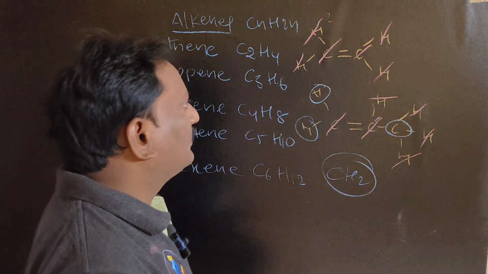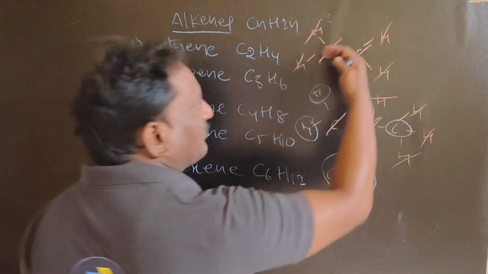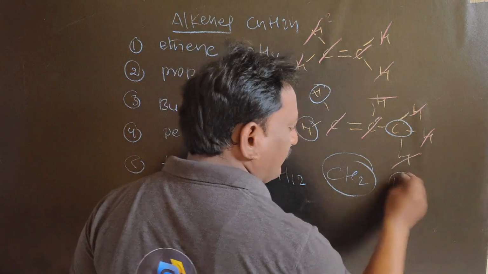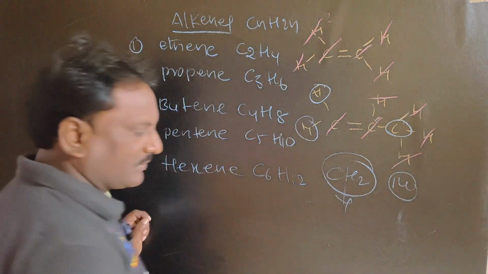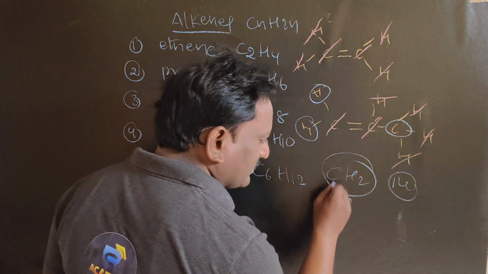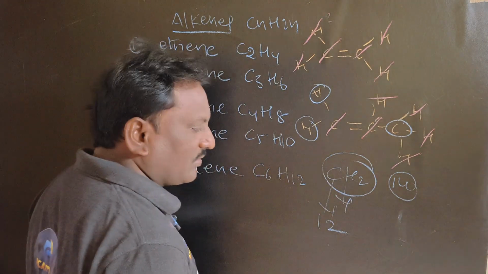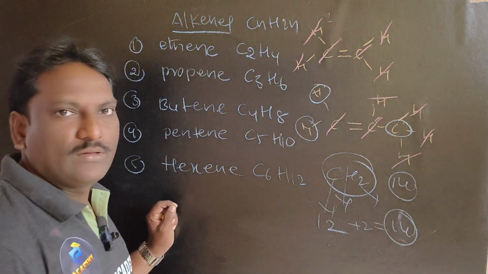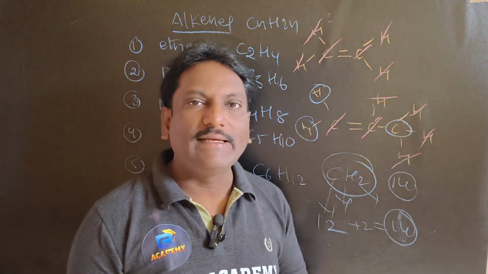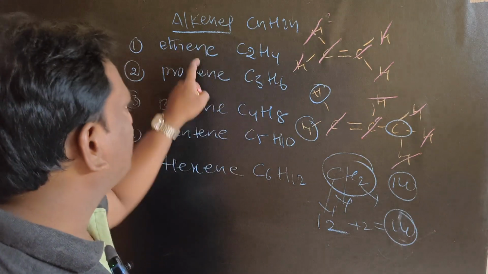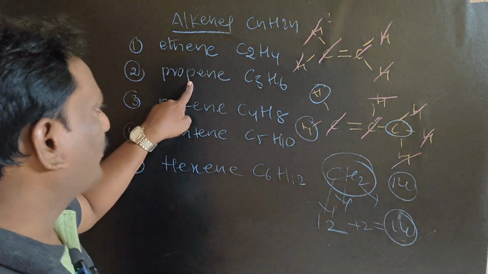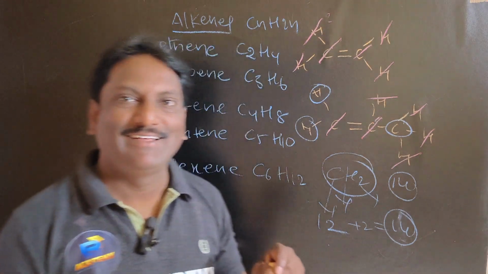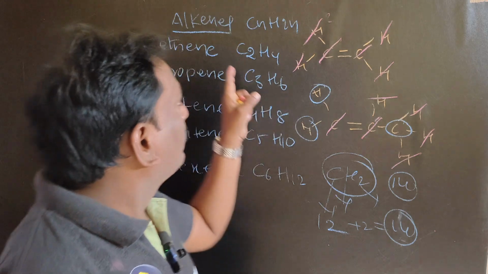Please remember that. Next, if you check the molecular mass difference between these two, you will get 14 because of the CH2 group difference. Carbon has mass 12 and there are 2 hydrogens, so the total difference is 14 grams. Is it clear to you? Alkenes homologous series: the first member is ethene, then propene, butene, pentene, hexene. Please make a note of it.